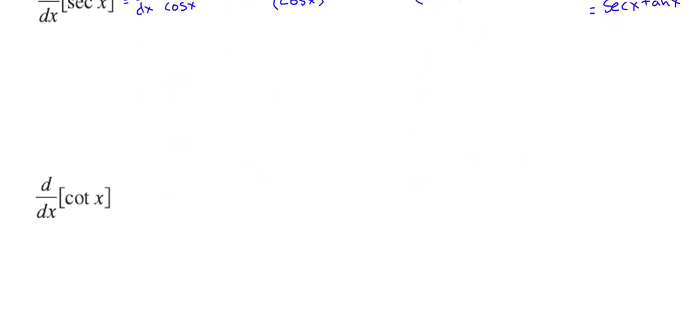Cotangent. All right, what is cotangent as sines and cosines? So 1 over tangent, therefore it would be 1 over sine over cosine, also cosine over sine. That's way too much work for a Friday, Jacob.